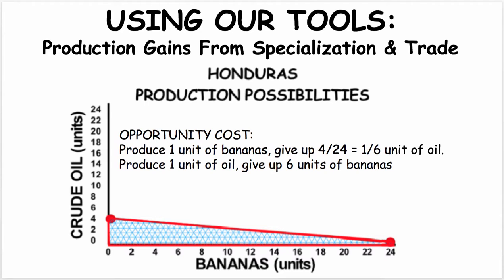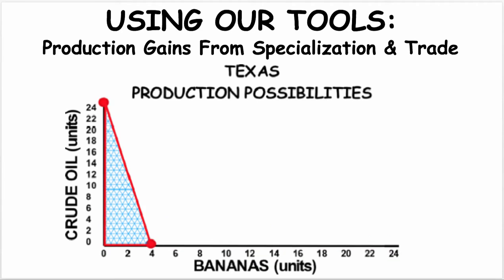We can consider their opportunity cost also. For the Honduran workers to produce 1 unit of bananas, they only have to give up 1/6 of a unit of oil. On the other hand, if they want to produce 1 unit of oil, they have to give up 6 units of bananas. We'll come back to opportunity cost in a few minutes.